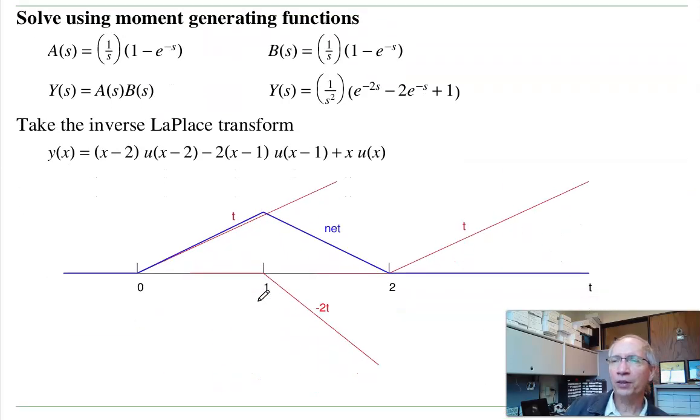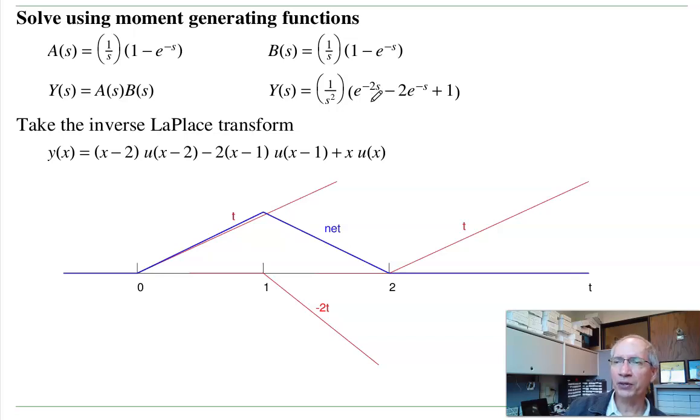I could convolve them using moment-generating functions. This is actually much easier. The Laplace transform of a step is 1 over s times 1 minus e to the minus s. Here's the unit step. When I convolve in time, I multiply in Laplace. So multiply these two together. So Y of s is just A times B, the product of these two. So we get 1 over s times 1 over s, 1 over s squared. 1 times 1, e to the minus s plus e to the minus s is 2e to the minus s. And e to the minus s times e to the minus s is e to the minus 2s.